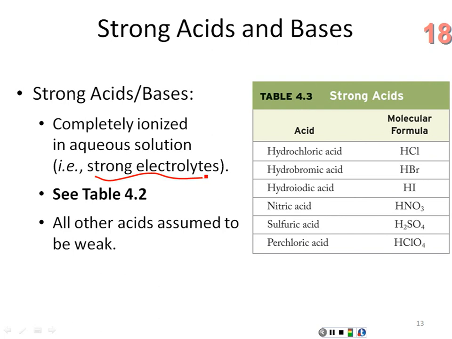Let's go through the list. There's HCl, hydrochloric acid, HBr, hydrobromic acid, HI, hydroiodic acid, HNO3, nitric acid, H2SO4, that's sulfuric acid, and then HClO4 is perchloric acid. So there's 6 strong acids. You can assume that any other acid is a weak acid. These are the 6 that we will consider strong.